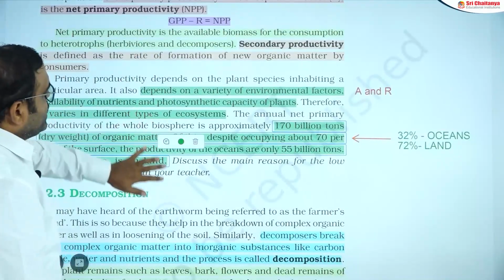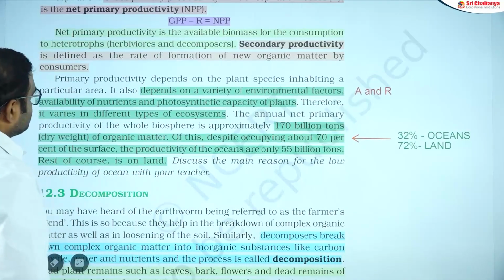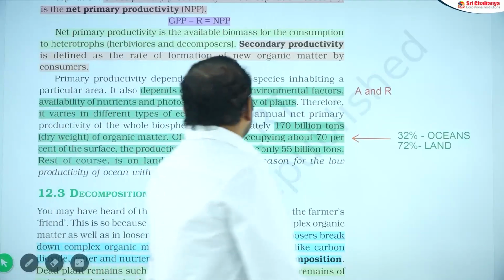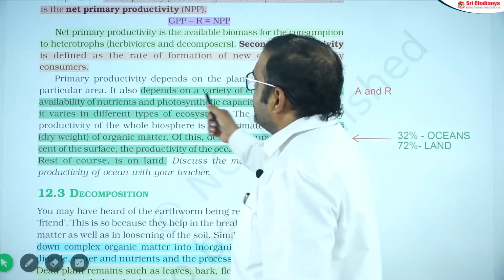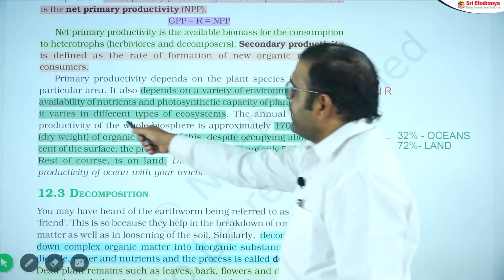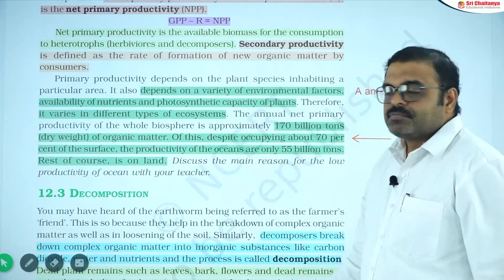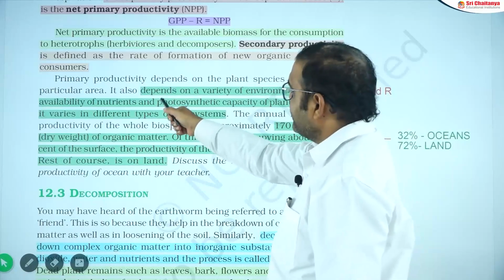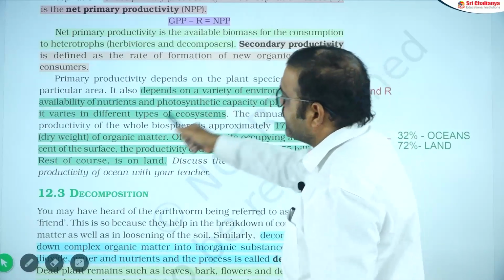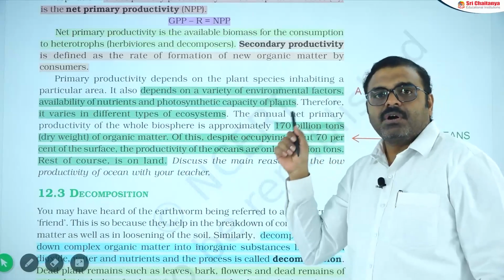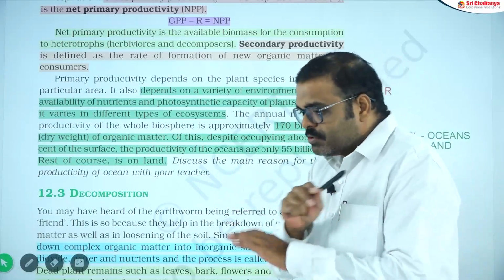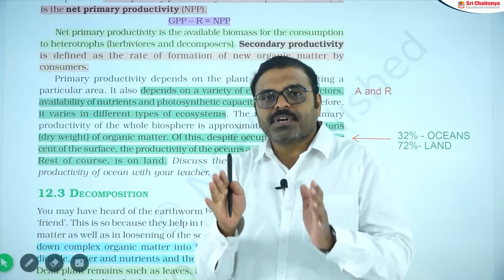Next, here is one statement about an assertion-reason question. The productivity of an ecosystem varies in different types of ecosystem. The reason is that productivity depends on a variety of environmental factors, availability of nutrients and the photosynthetic capacity of the plants. All together will influence it. That's why all ecosystems do not maintain constant productivity.